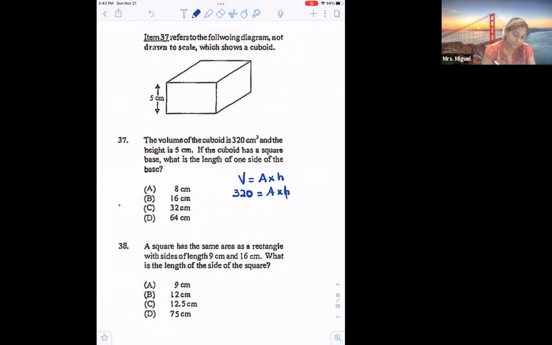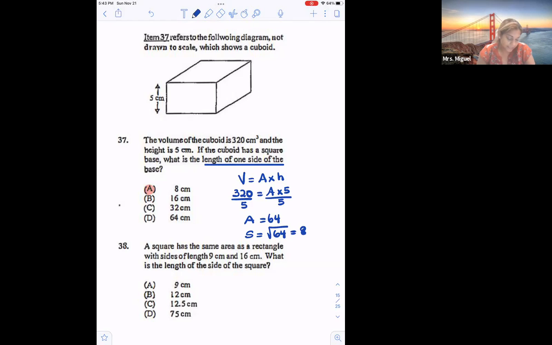So we can substitute h as 5. So we divide both sides by 5. So A is equal to 64, the area of the base. The length of one side of the base: side is equal to the square root of 64, which is 8. And when you multiply 8 by 8, you get 64, by 5, you get 320, which is the volume of the solid.